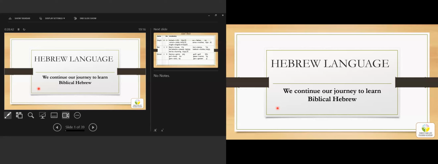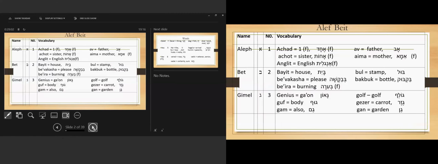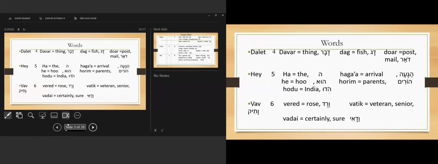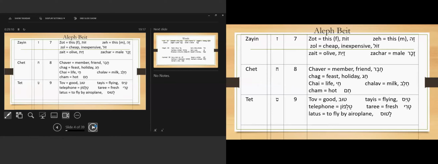Next, buckbook. Buckbook is a bottle, and it's B, patach, kuf, with the 2 dots, B, U, kof. Buckbook is a bottle. All right, you got them. Good.